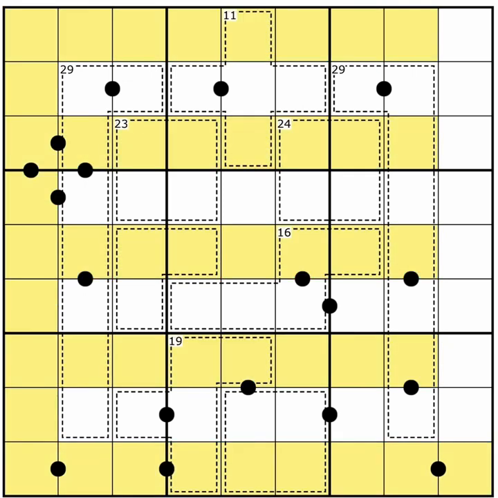And one of the rules about Yin Yang is that you are not allowed to put any 2x2 square of one of the two regions. You have to have no 2x2s.